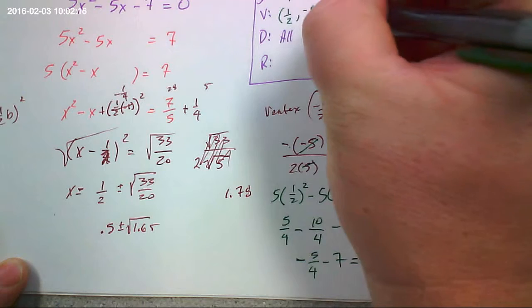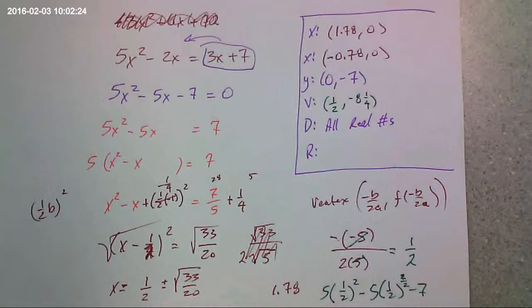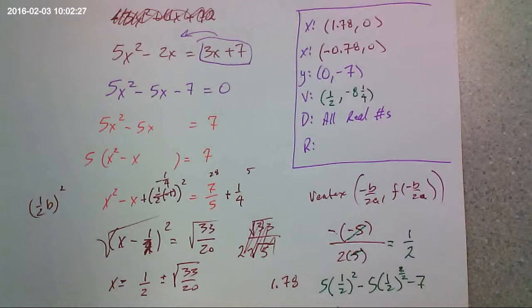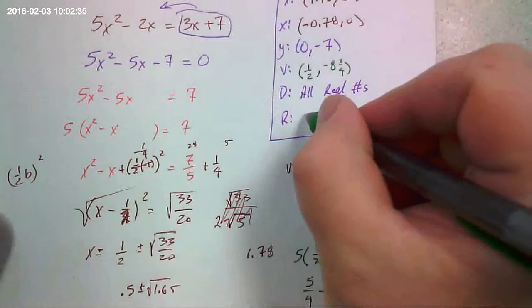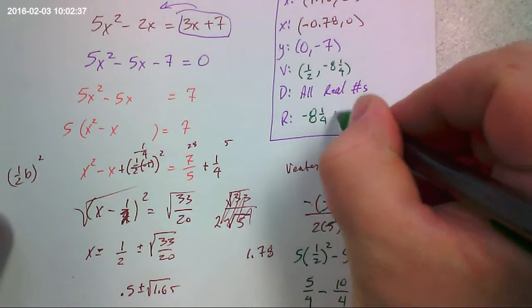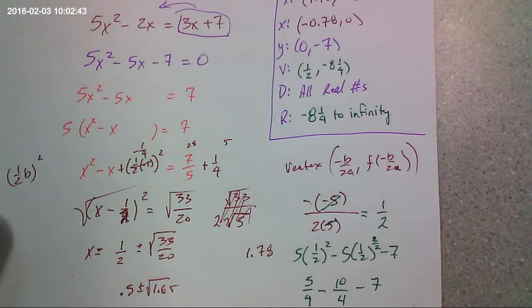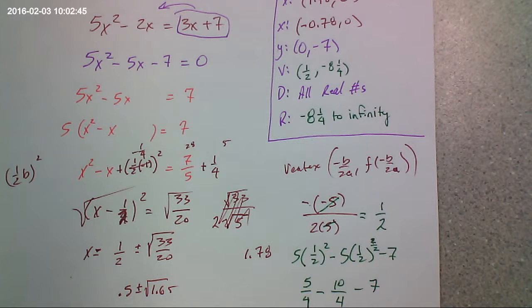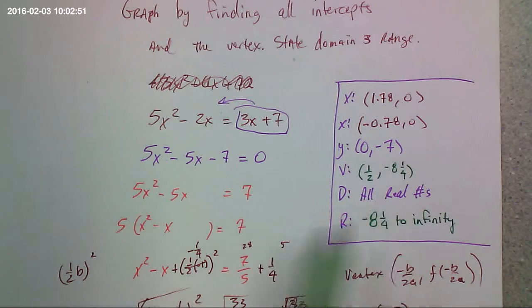Can I find the range now? Is it going up or down? How do you know it's going up? Because the y of the vertex is negative. That's not why you know it's going up. Because A is positive. Since A is positive, it's going up. So the range is going to be, right? Good? Yes, Leslie? So for quadratics, the domain is always all real numbers.